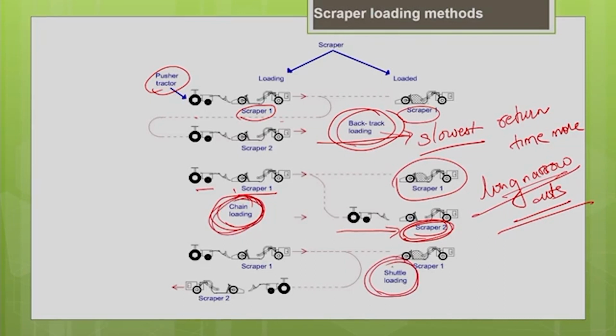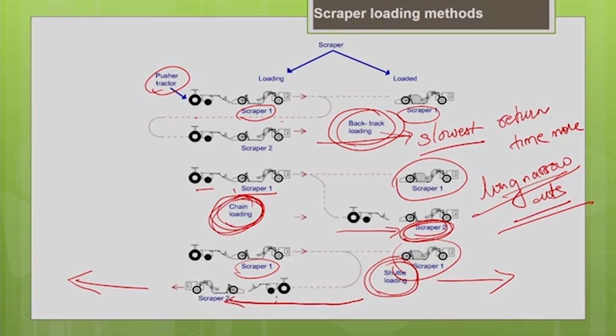The next one is shuttle loading. This is not commonly followed, but you can follow it when you have two fill areas. That means you have a fill area in this direction as well as a fill area in this direction. If you have fill areas in both directions, then you can follow shuttle loading. What happens here is the pusher is pushing scraper 1. Scraper 1 is now completely, fully loaded. After that, your pusher gets detached from scraper 1 and starts pushing another scraper in the opposite direction.